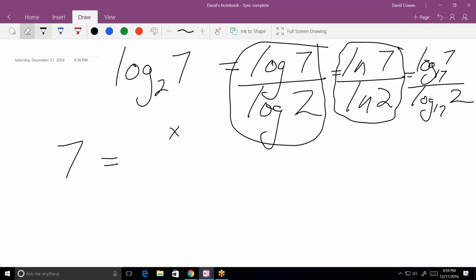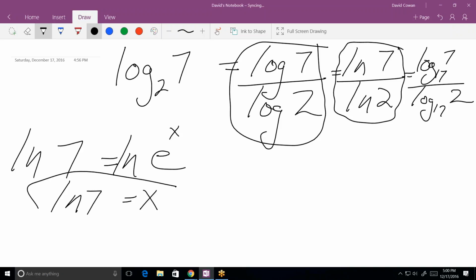Immediately I'm going to take the natural log of both sides. And it's occasionally quite useful if there's an e over there. In other words, if I have e to the x equals 7, and I take the natural log of both sides, I immediately get x equals the natural log of 7. So one step using natural logs. Okay, cool.